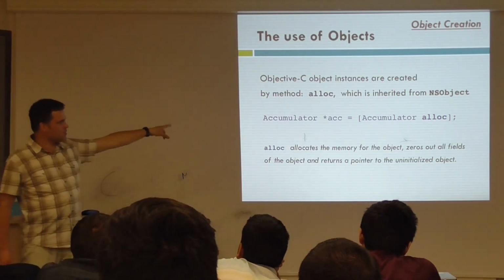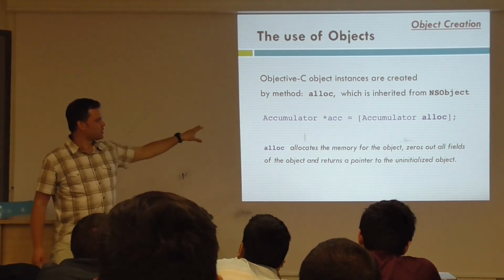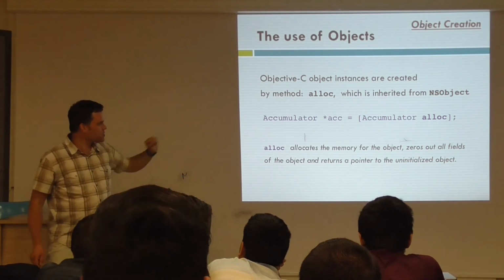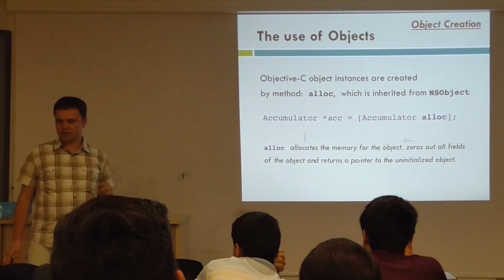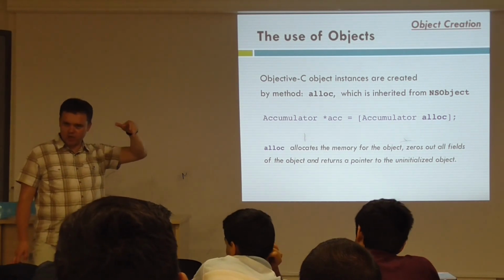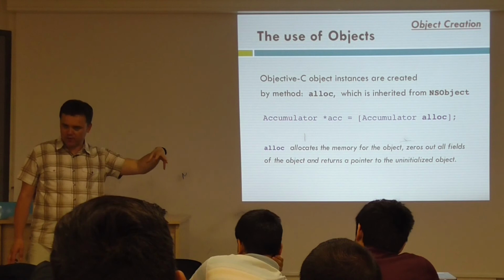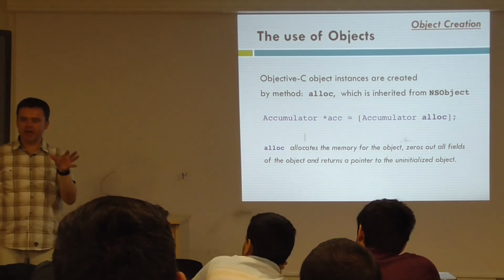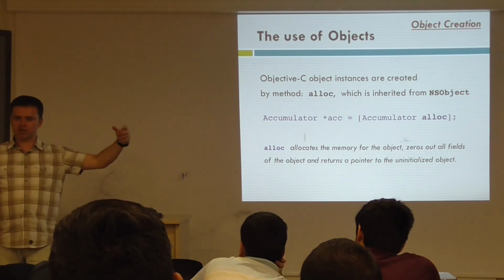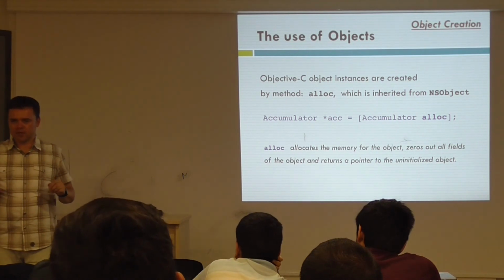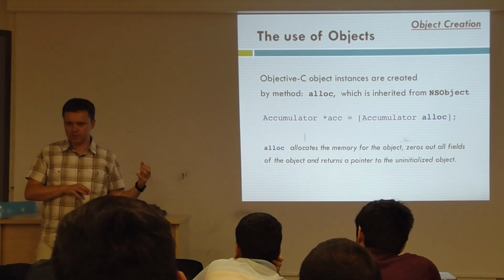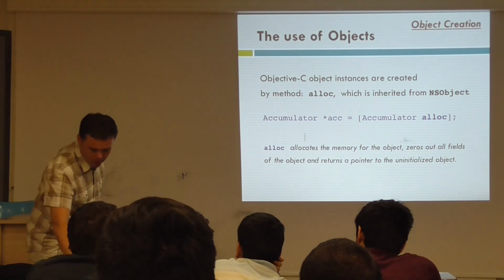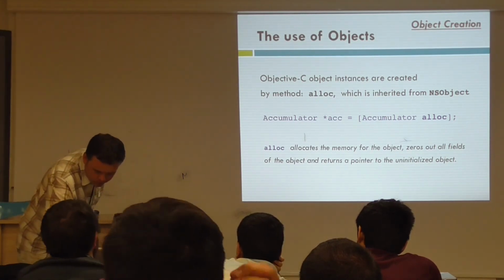But this method is defined for this class. Where is alloc defined? In NSObject. So because of inheritance, we can call this method. This method will create the structure in memory. Okay, but this structure is a general structure per class. So alloc.